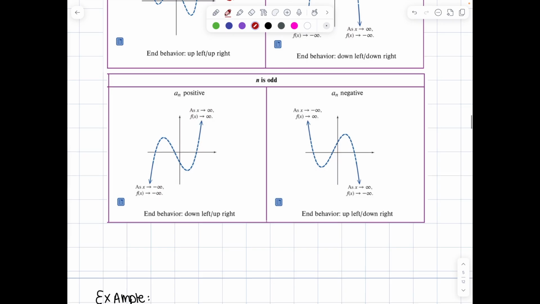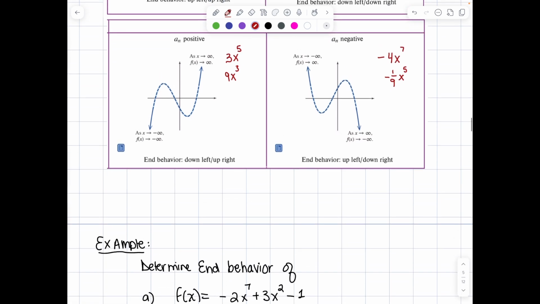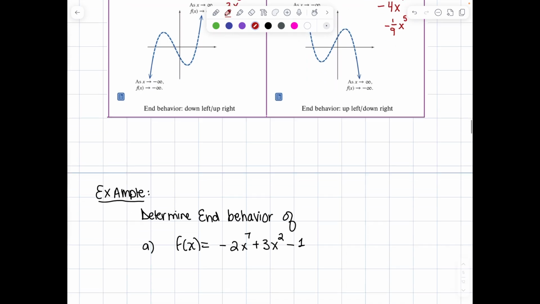This one is going to be maybe 3x to the 5th, let's say 9x to the 3rd, and this one's going to be maybe like negative 4x to the 7th, and then maybe negative 1/9 x to the 5th. So those are examples of what exactly the end behavior is going to look like. That's important for us because in order to graph polynomials, you have to do it in steps. You're going to have to find the end behavior, you're going to have to find the roots, you're going to have to find this, and then you can graph it. So it's a lot more work.